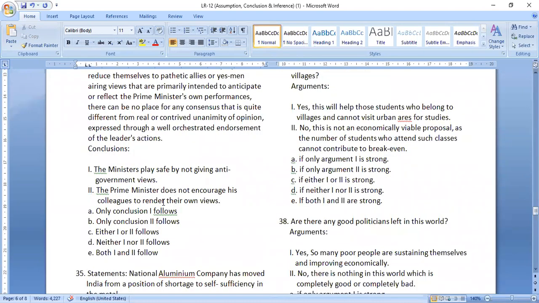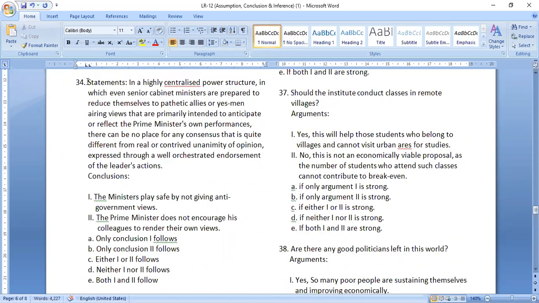But then, we can also have an assumption as a conclusion, right? In the end, you can say the conclusion is the assumption in a way. Although an assumption is unstated, here also, since it's not stated in the statement itself, you could have it as a conclusion. Suppose we say does not seem to. Then yeah, fine. The PM does not seem to encourage his colleagues to render their own views. But if you say does not encourage, we don't know. From this passage, we can't conclude that. Okay, yeah.